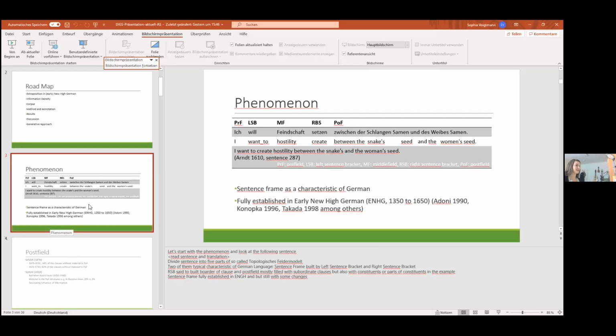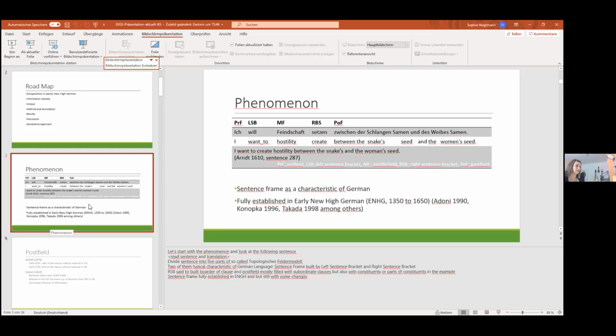So let's start with the phenomenon and have a look at the following sentence. Ich will Feindschaft setzen zwischen der Schlangensamen und des Weibessamen. I want to create hostility between the snake's seed and the woman's seed. As you can see in the table, we can divide a German sentence into 5 parts, 2 of which build one of the main characteristics of the German language, the so-called sentence frame, which is said to be fully established in the early New High German period.